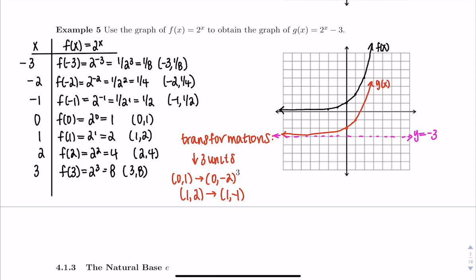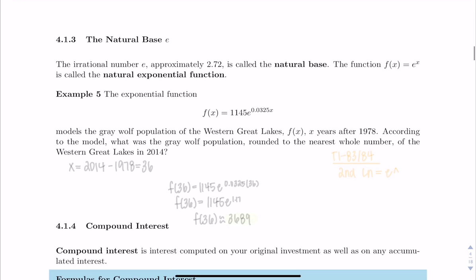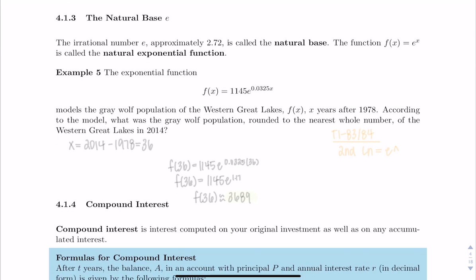So the natural base e, the irrational number, is approximately 2.72, and we call this the natural base. The function f of x, which is equal to e to the x, is called the natural exponential function.